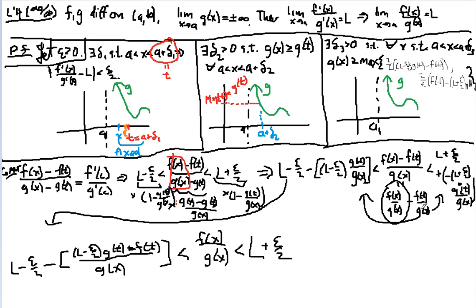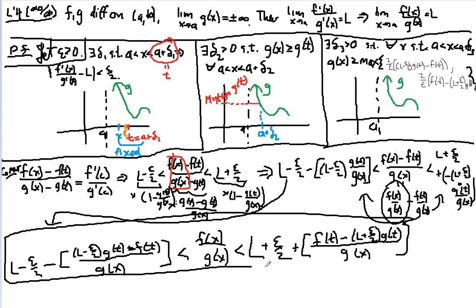I move my f of t over g of x over here, and I get, what's this going to be? This is going to be a little ugly. Plus, I'm going to write it as plus, and then I can write it as f of t minus L plus epsilon over 2 times g of t, all over g of x. So this is my master inequality right now.